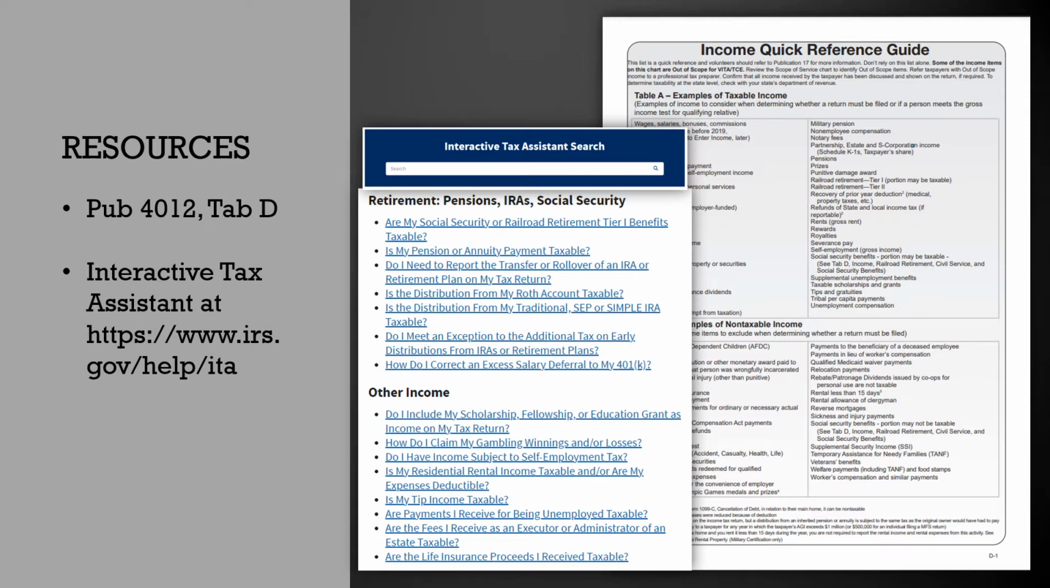But we do also have our Publication 4012 in Tab D. There's a quick reference guide that gives some other examples of taxable and non-taxable income. As well, there is the Interactive Tax Assistant. You can see that there's a section there for retirement, pensions, IRAs, and Social Security. Some of those will help you know if those items are going to be taxable. And then under other income, there are some more tax assistance that will help you determine if that particular type of income will be taxable.